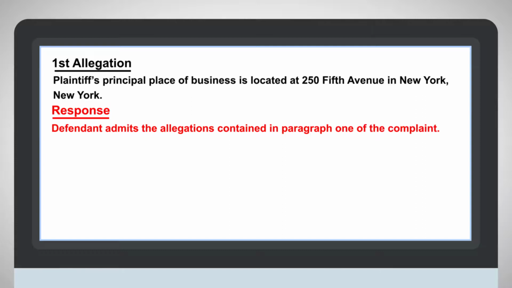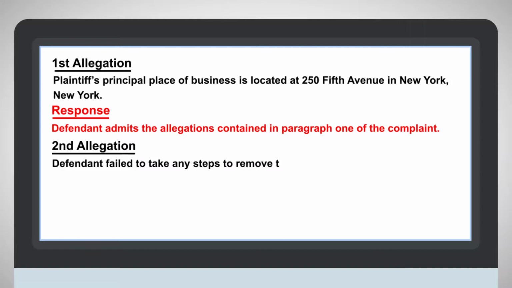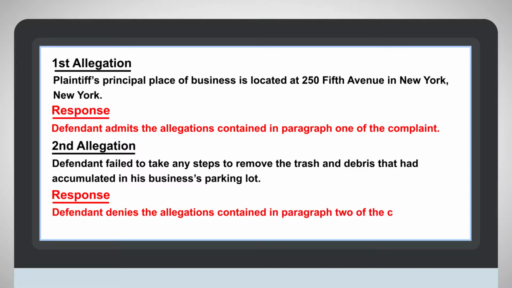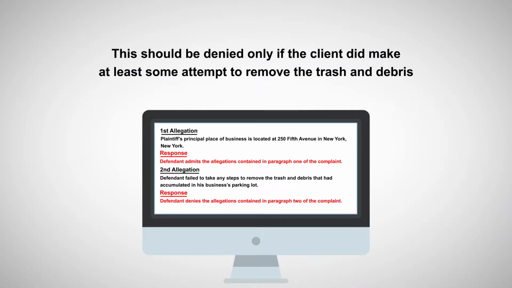This, of course, would be appropriate if the defendant knows this to be the correct address. Let's say the second allegation is that defendant failed to take any steps to remove the trash and debris that had accumulated in the business's parking lot. A potential response to this allegation might be, defendant denies the allegations contained in paragraph 2 of the complaint. Of course, this should be denied only if the client did make at least some attempt to remove the trash and debris.